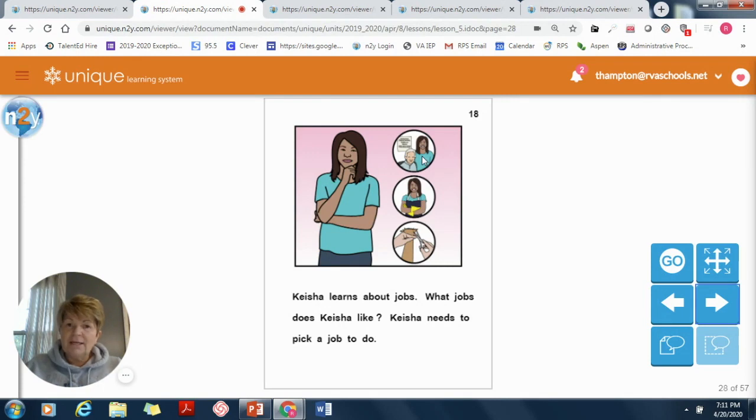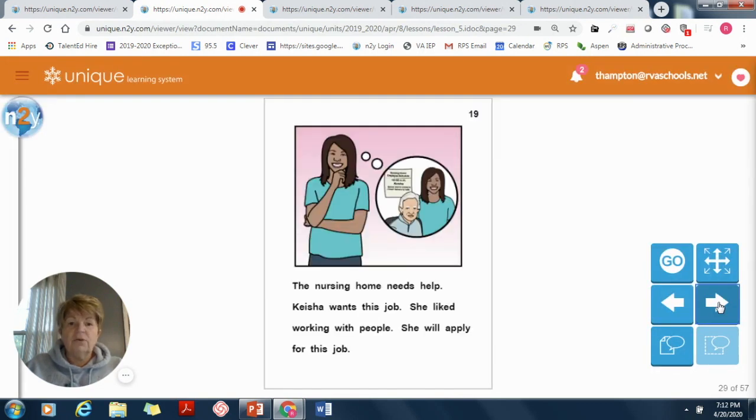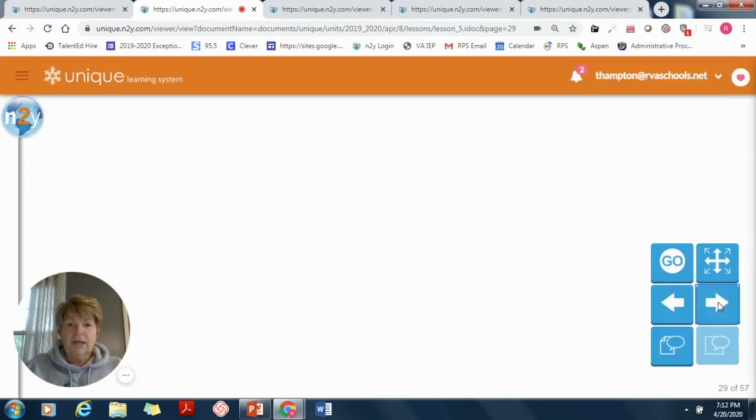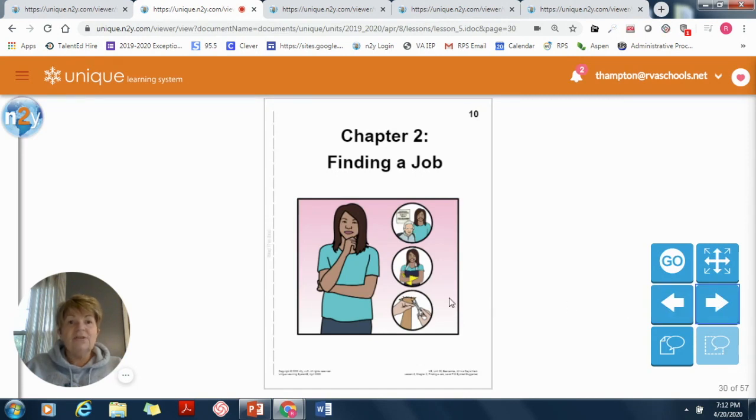Do you remember why? Both of them were working with people. All three of them were really, but these two were. Yes, the nursing home had a schedule and she liked being on a schedule. So she decided to go with the nursing home. And then once she had that all set, she knew what she was going to do.